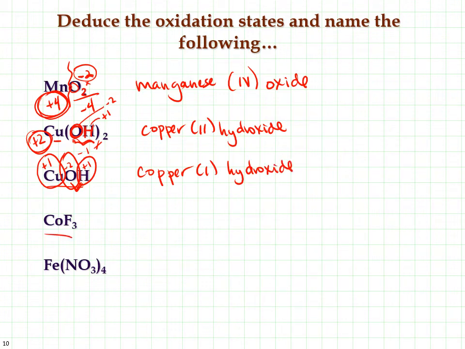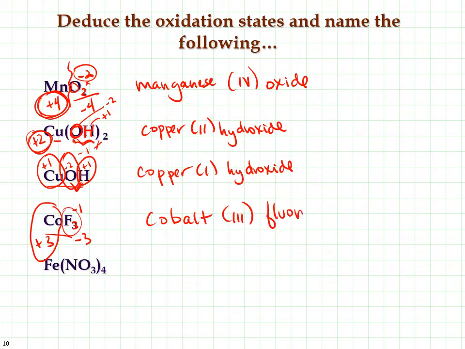I've got some cobalt and some fluorine. Fluorine is going to have a charge of -1. Oxidation state of fluorine is -1. I have 3 of them. -1 times 3 is -3, which means that that cobalt has to have a charge of +3 to balance out the -3 coming from those 3 fluorides. And so cobalt's oxidation state is 3, which means I'm going to call this guy cobalt 3 fluoride. Good. All right, one more.